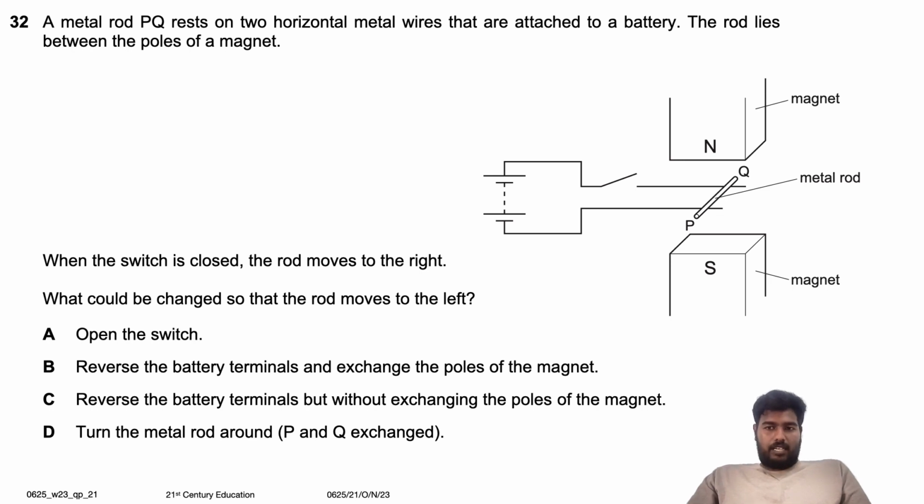The direction of the current has to be changed. Nothing else should be touched. Or if they give the option, we can change the magnet also, but there is no option, nothing discussed about changing the magnet. So reverse the battery terminals but without changing the poles of the magnet.